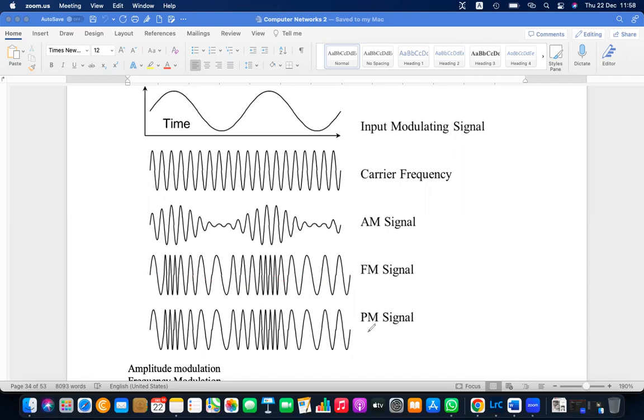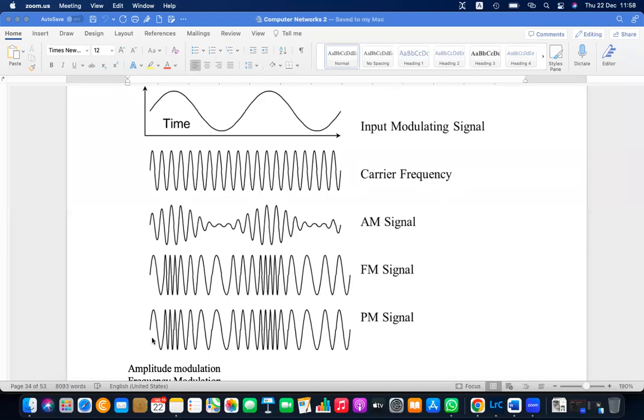And the next one is PM. Actually, I think what they have shown here for PM is not really good, because PM is to change the phase. Here you can see the frequency is changed, but in PM, actually the frequency is not changing. In PM, the only thing that is changing is the phase, or the direction. So this PM signal is not really good.